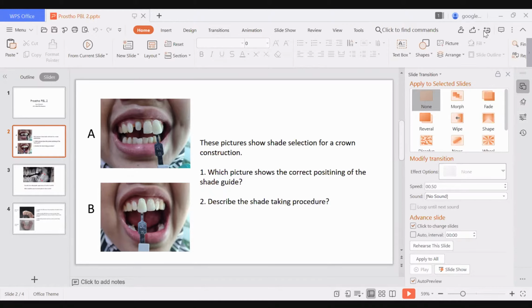First and foremost, we have to clean the tooth using paste or any prophylactic paste. Clean the surface of the tooth, and then after that, make sure to have proper lighting, meaning natural lighting, and then we take the shade guide and put it close to the tooth, adjacent.